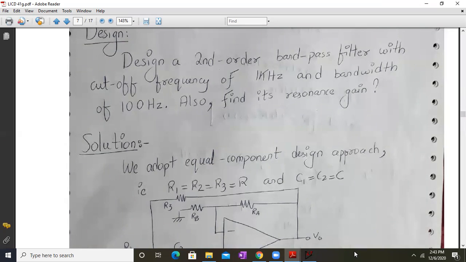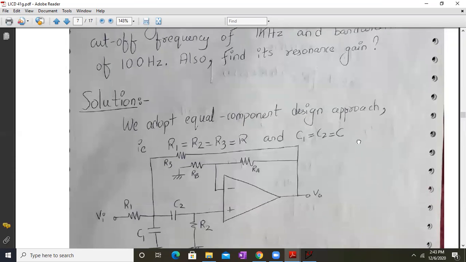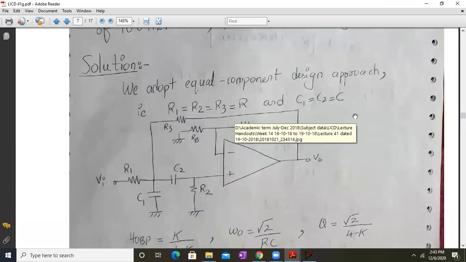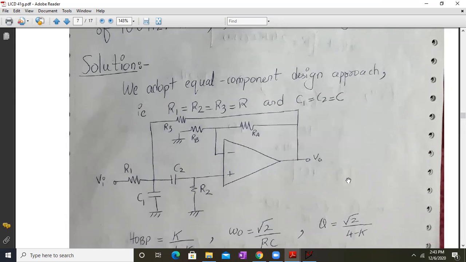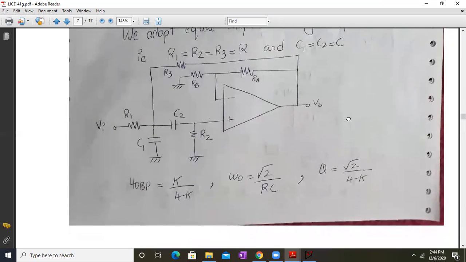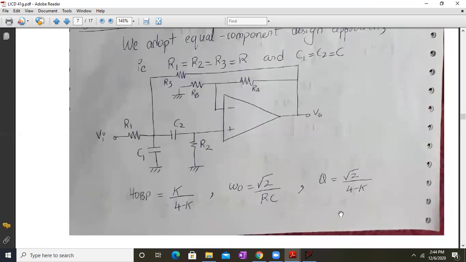We will adopt an equal component approach. So in the equal component design approach, R1 will be equal to R2 will be equal to R, and C1 will be equal to C2 will be equal to C. Over here, RA and RB values are also to be found out. So all the unknown values of resistors and capacitors we have to find in this design. The formulas are as follows. H0BP is K upon 4 minus K. Omega naught is root 2 divided by RC. Q is root 2 divided by 4 minus K.